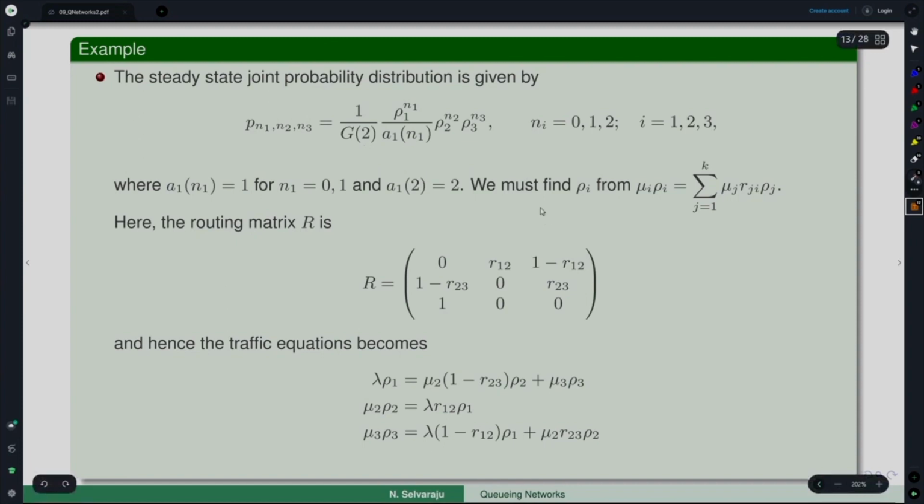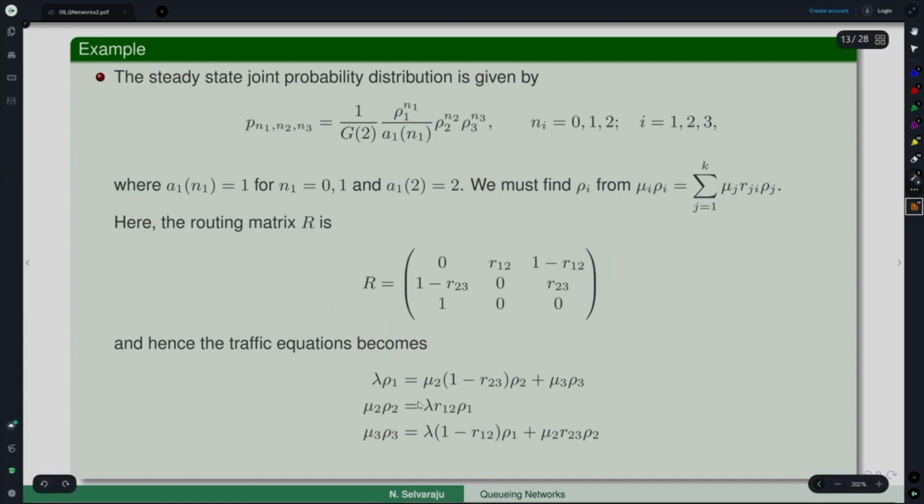Okay. So, we must find rho i now from this set of traffic equations, and here the routing matrix is this as we have described, right. From node 1 it will go to node 2 with probability R12 or node 3 with probability R13. From node 2 it will go to either node 1 with this probability or node 3 with this probability. From node 3 it will always go to node 1, which is with probability 1. So, this is the routing matrix. You just have to write down the routing matrix corresponding to that.